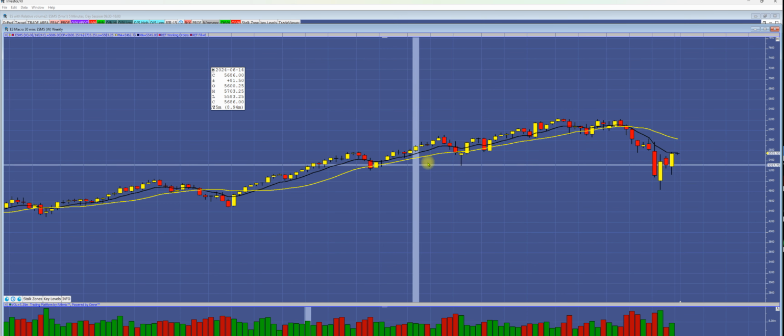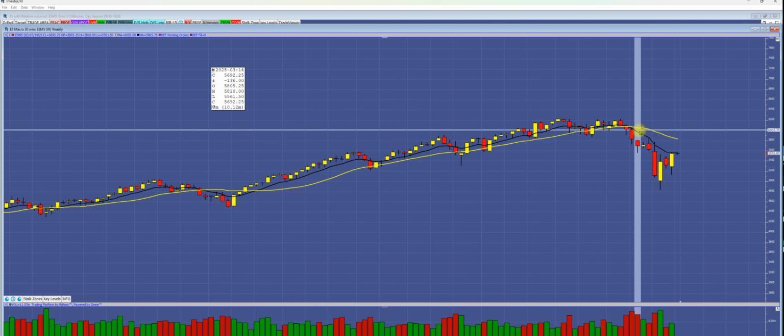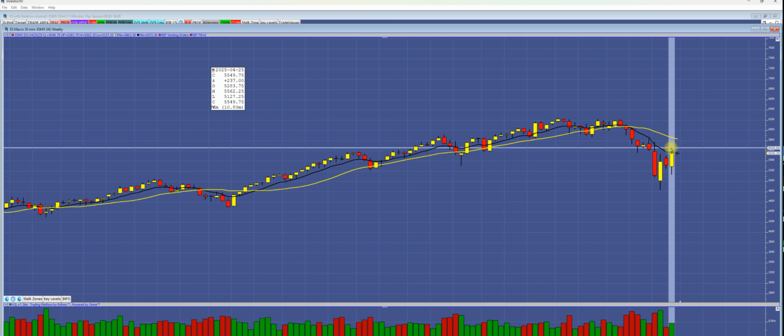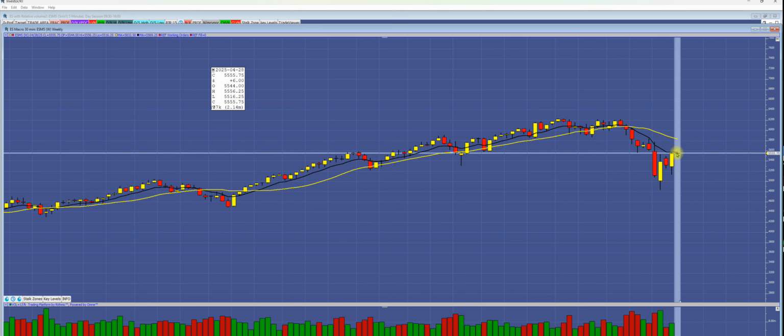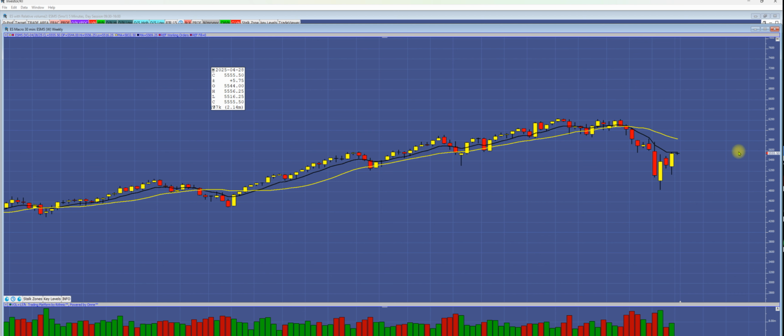On the weekly, you basically have something similar. We had an upward trend. We rolled over. We had good slope and separation to the downside. Now they're coming back up and testing the 9 EMA from below. We are testing the trend on the weekly.